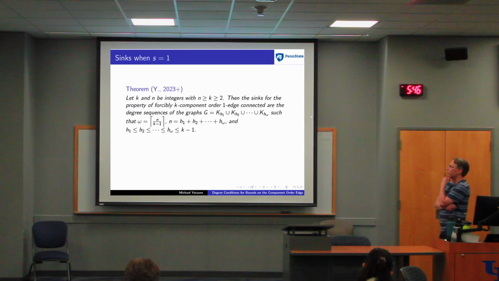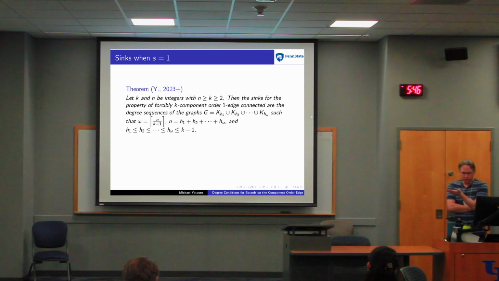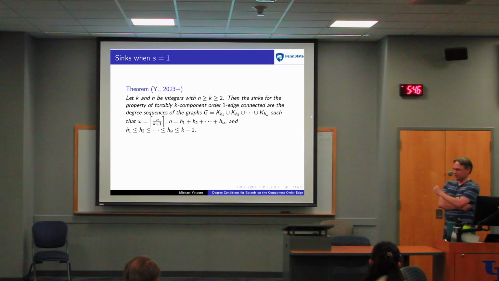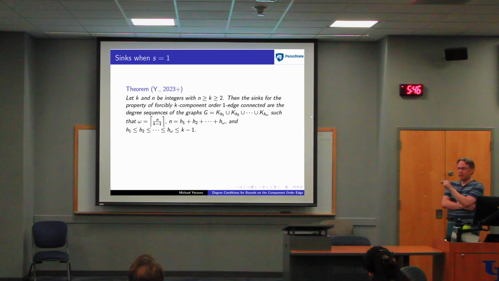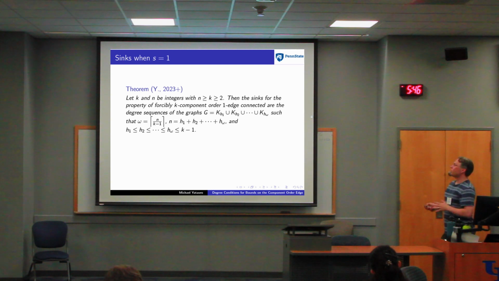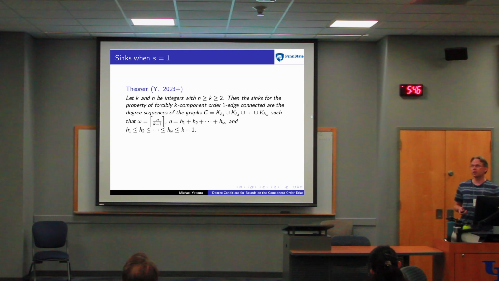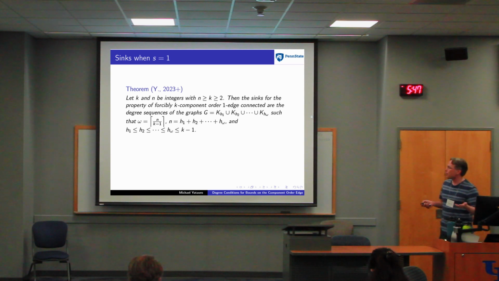So I started with S equal to 1. The sinks are these maximal graphical sequences without the property, so they don't majorize each other. And they come from degree sequences of edge maximal graphs without the property. So if S equals 1, so let's say the lower bound you want is 1, removing one edge, and you'll break up the graph into components, all of order at most K minus 1.